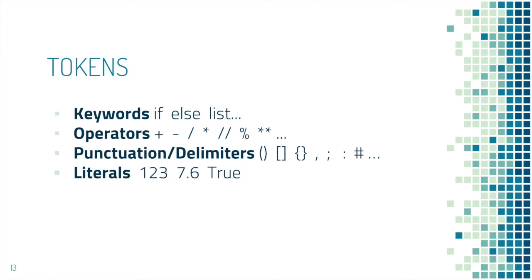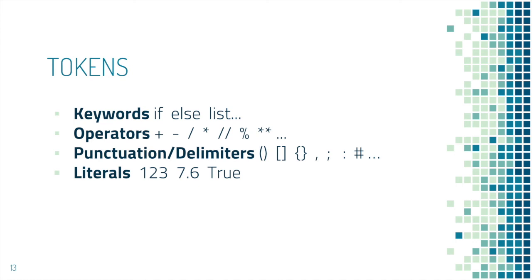Similarly, operators, which are just like operators that you saw in math class, mean something to Python. Plus means add, the star means multiply. These are things that have a meaning to Python and do an operation on variables or objects in Python.